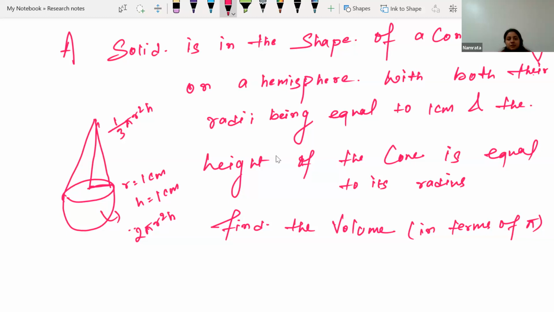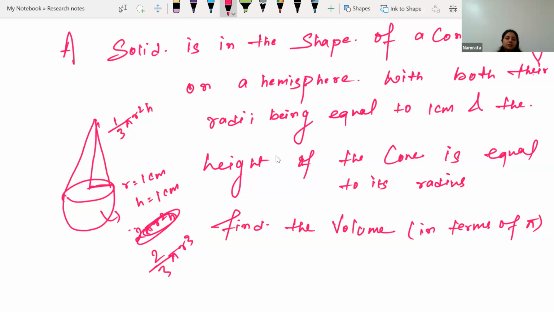What is h for the hemisphere? But there is no h. So what shall we write? What is the volume formula for a sphere? 4 by 3 pi r cube. So for the hemisphere, it will be 2 by 3 pi r cube. Exactly. That's it. You will be able to do it, r over here, r over there, and h over there. And how to find it in terms of pi?